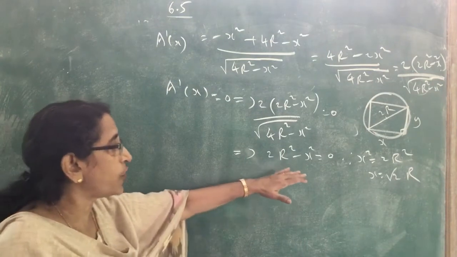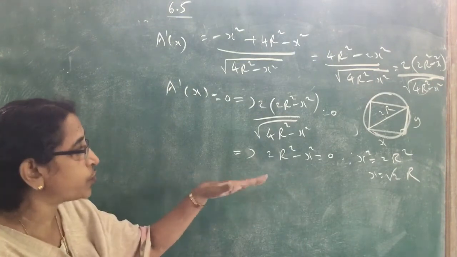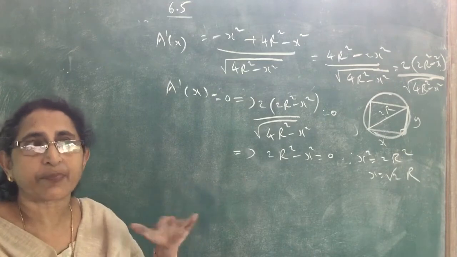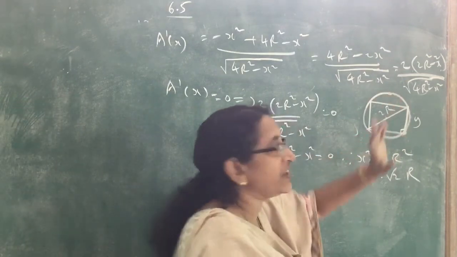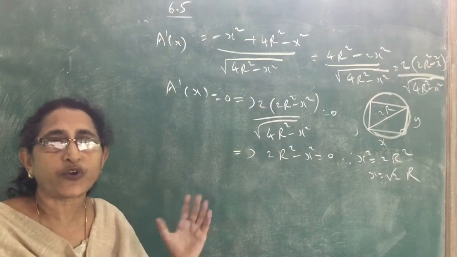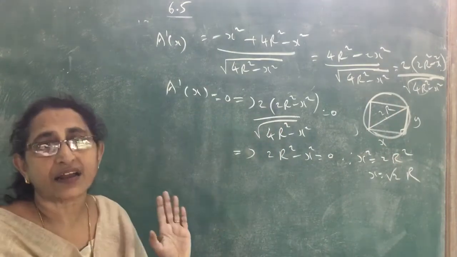Now we have to show that it is maximum. When x equal to root 2 r, the area of the rectangle is maximum. We want to prove that the area of the rectangle is maximum when it is a square. That means when x equal to y, the area of the rectangle is maximum.